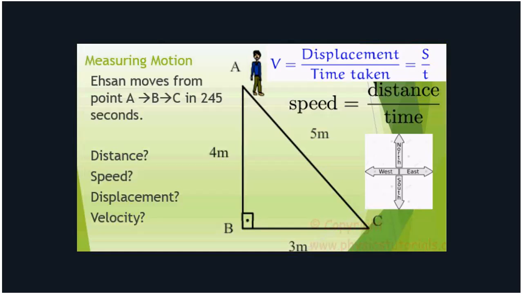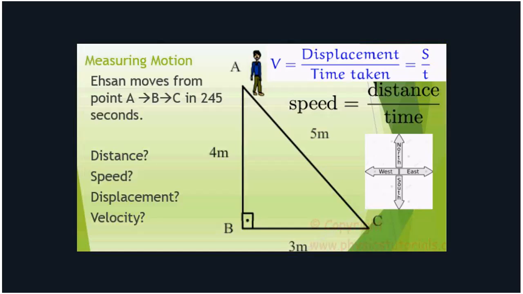Moving on to the difference between speed and velocity. So it says Hassan moves from point A to B to C. So he travels down the side of the triangle and over to C. It does not ever say that he goes back to point A. It ends at C, starts at A.